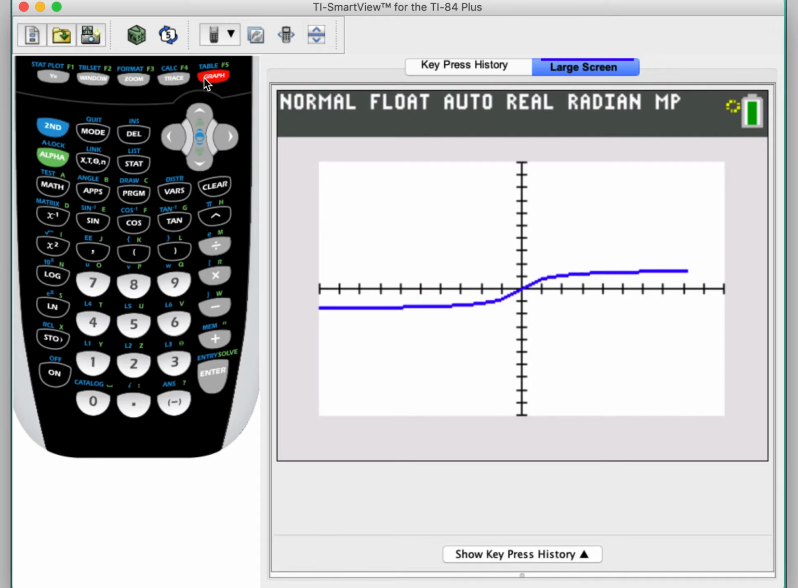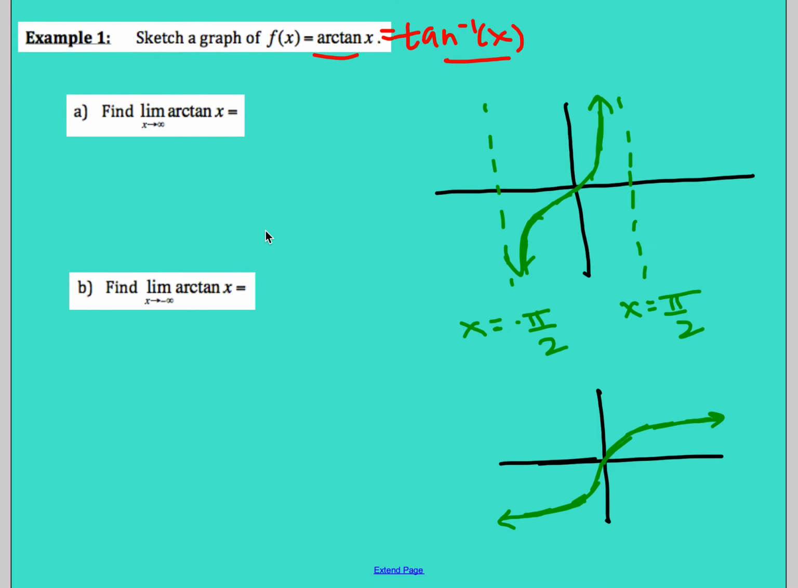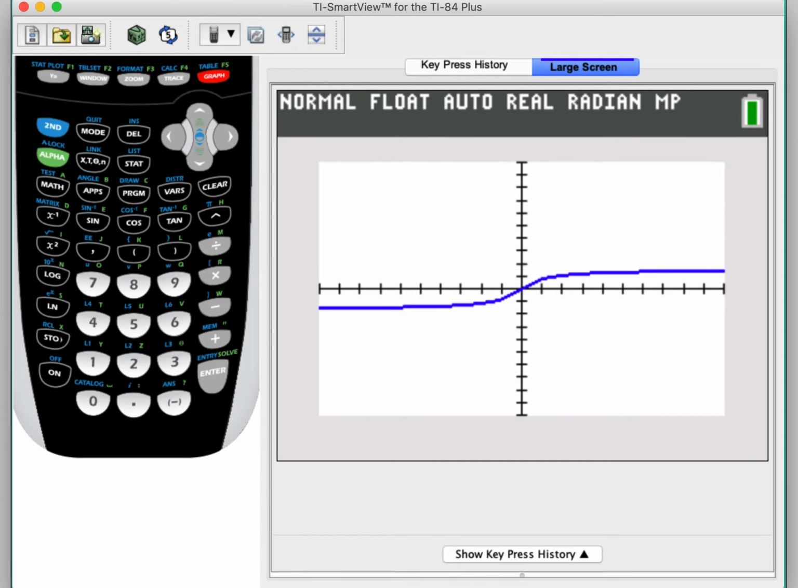It looks like there are some horizontal asymptotes going on here. So I'm going to use my original tangent function to figure out what those are. If they flip, we now went from vertical asymptotes to horizontal asymptotes. This one was x equals pi over 2, and to make it horizontal, it's now y equals pi over 2. And then this one would be y equals negative pi over 2.